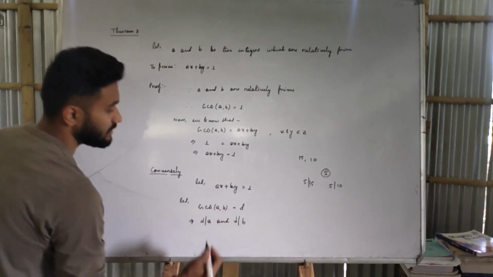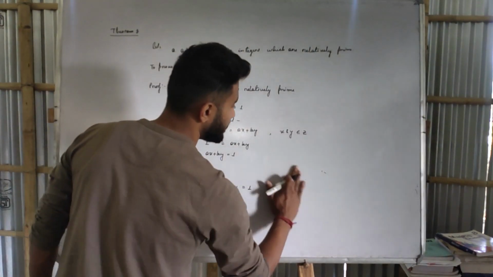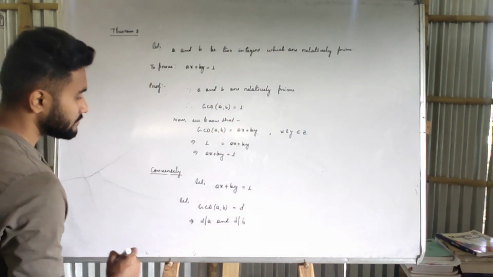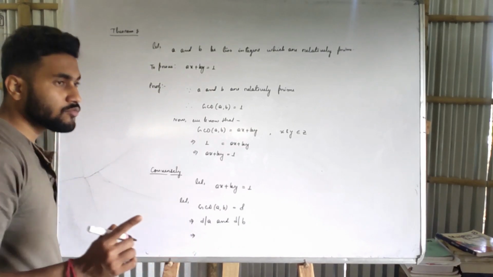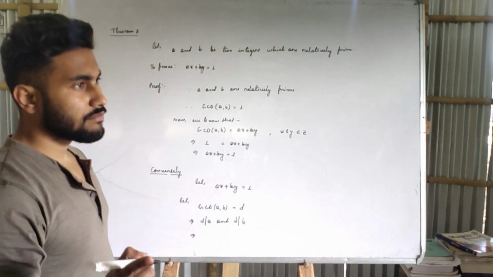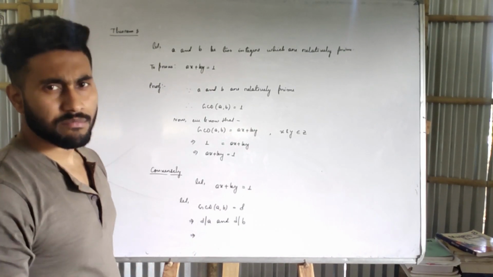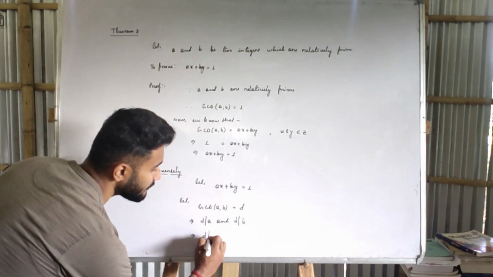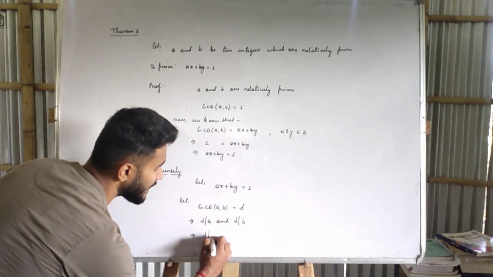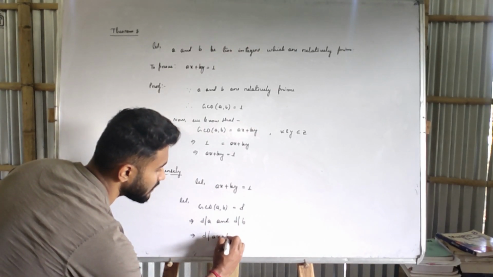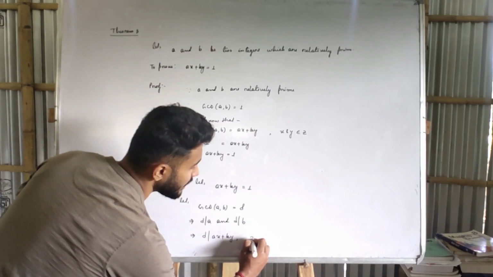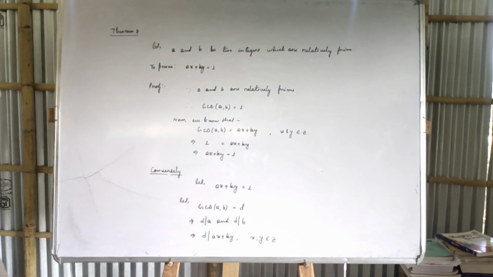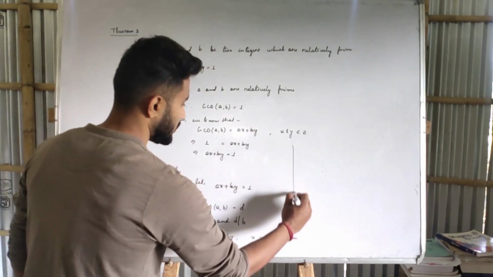D divides B. Obviously, because that is the common factor. D is the common factor. Now if D divides A and D divides B, then there is a formula. I think it is theorem number 2 or theorem number 3, the 7th formula, a very important one, which already came in the exam: if D divides A and D divides B, it implies D divides AX plus BY, where X, Y belong to integers. Done. So the last part.